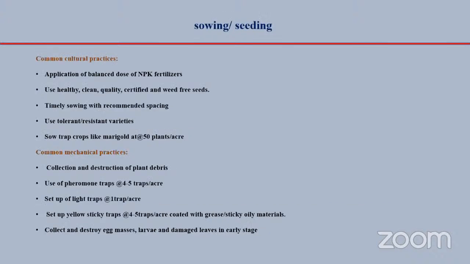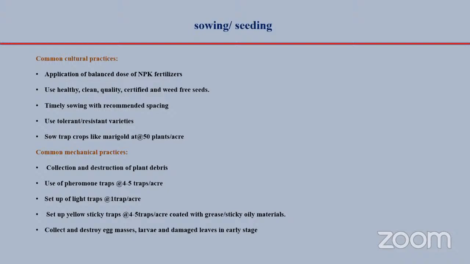Some of the common cultural practices that you have to adopt during the sowing or seeding stage: first, you have to apply a balanced dose of NPK fertilizer. Then you have to only use healthy, clean, quality, certified and weed-free seeds. You have to go for timely sowing with recommended spacing. Then you have to use tolerant or resistant varieties. Then you can go for sowing of trap crops like marigold for Helicoverpa armigera at the rate of 50 plants per acre.